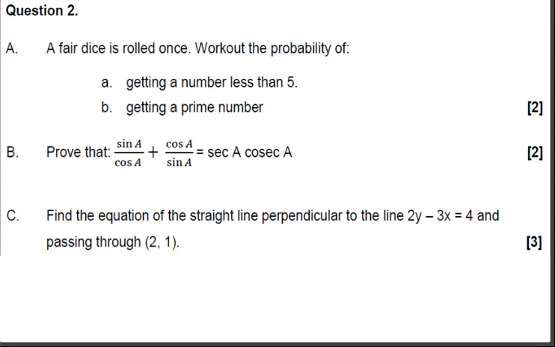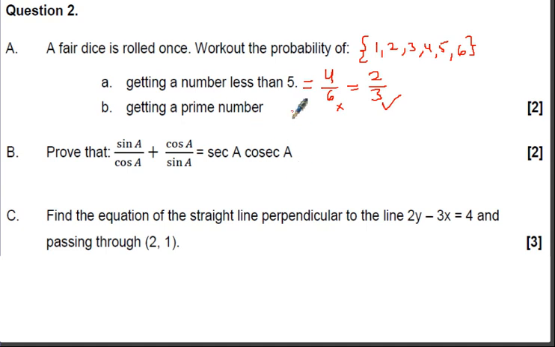See this first question from probability. A fair dice is rolled once. So your sample space will be 1, 2, 3, 4, 5, 6. And getting a number less than 5: the numbers are 1, 2, 3, 4. So the answer will be 4 upon 6, where you may not get marks. You have to simplify it and write 2 upon 3. Here you will not get marks for 4 upon 6. 2 upon 3 is the correct answer. It should be in simplified form.